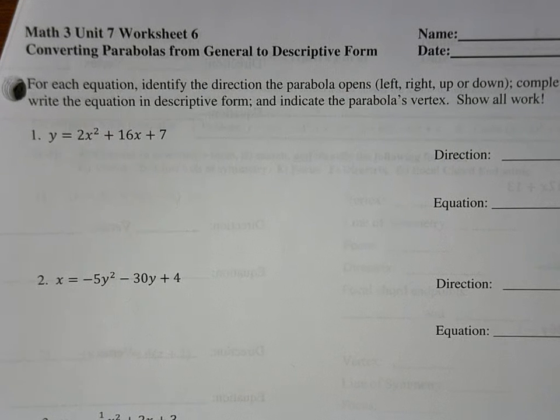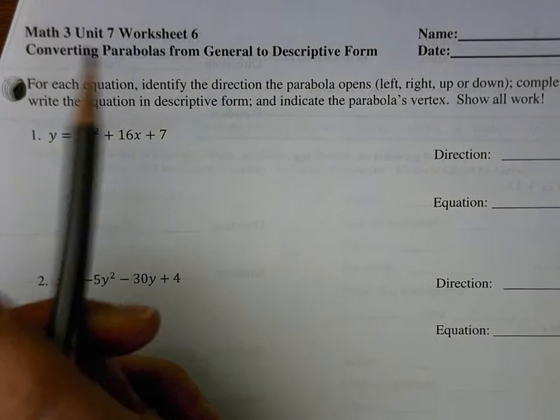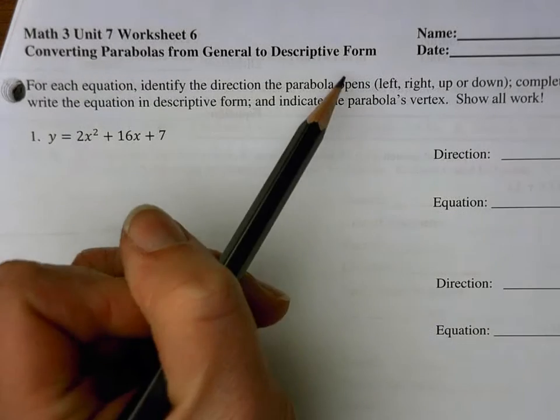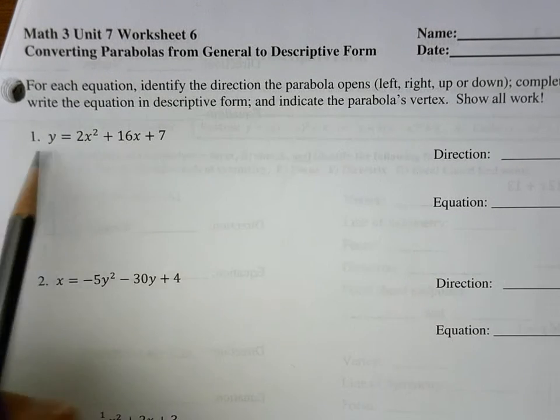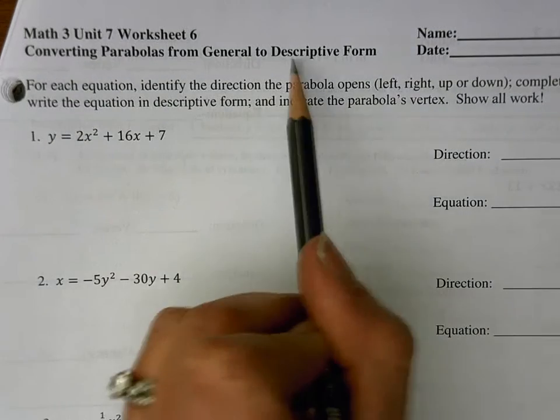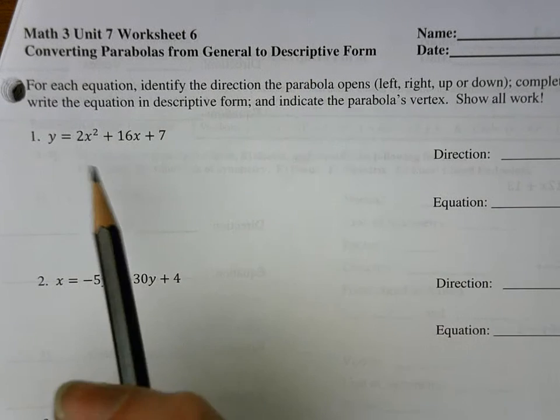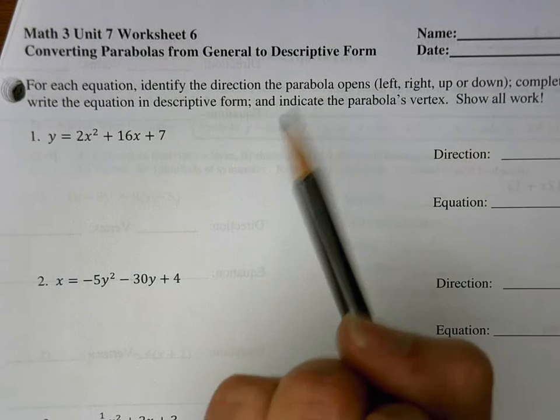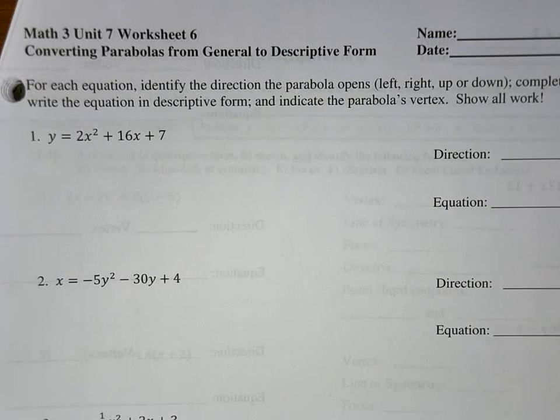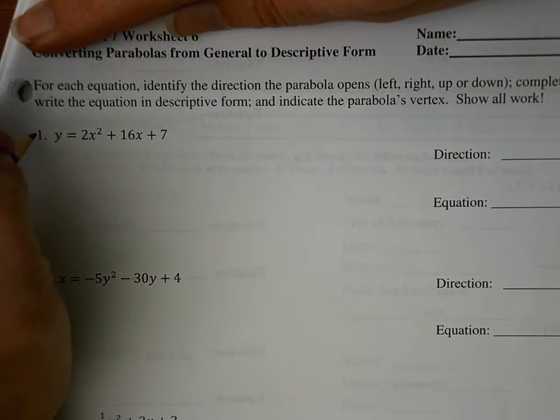Okay, this is the homework help video for Math 3 Unit 7 Worksheet 6. So we are converting parabolas from general to descriptive form. General form is when it's all multiplied out, and descriptive form is when we end up completing the square and factoring so that we can readily graph. So I'm going to start with question number 1.